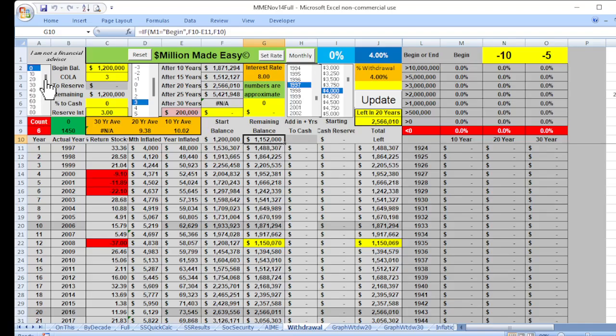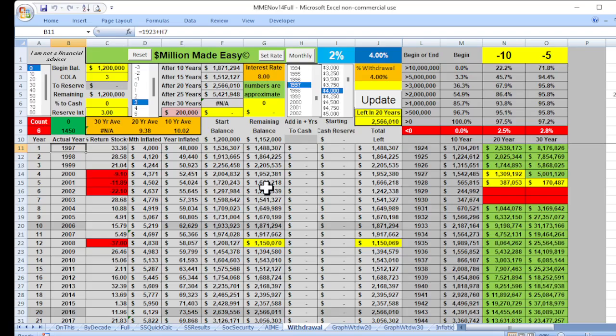So what we want to do is use the numbers for every single year for the last 100 years to see how many times you might run into issues. And we're going to vary the asset allocation just to see how this might work out. So let's go ahead and run the numbers. Okay, these are the actual numbers.